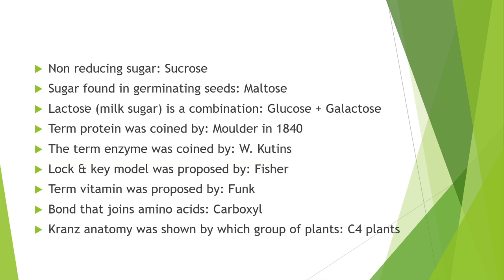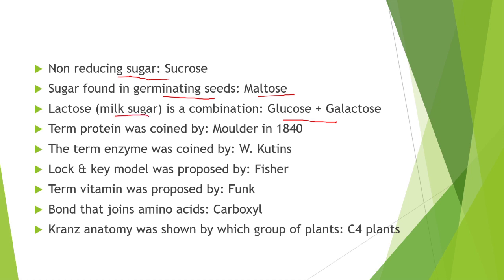The example of non-reducing sugar is sucrose. Sucrose is called non-reducing sugar because it does not have a free hydroxyl group attached to the anomeric carbon. Next point is the sugar found in germinating seed is maltose. Lactose is a combination of glucose and galactose and this lactose is also known as milk sugar.